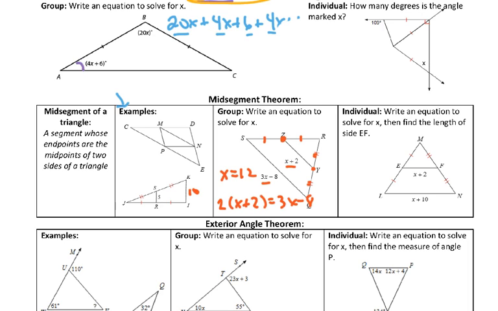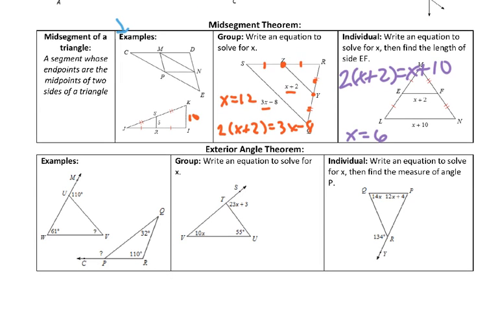Okay, if you did this one right, you should get that x is equal to 6. Now, if you're not sure about setting that up or anything, you can always look at my notes for any of these. I've got it written out, but I'll just tell you, you're going to do 2 times x plus 2 equals x plus 10, and then you're going to solve that, okay? All right, now the next one is an exterior angle theorem.